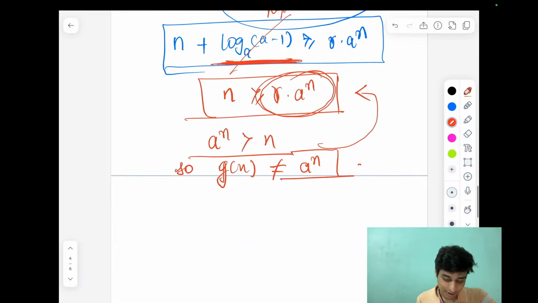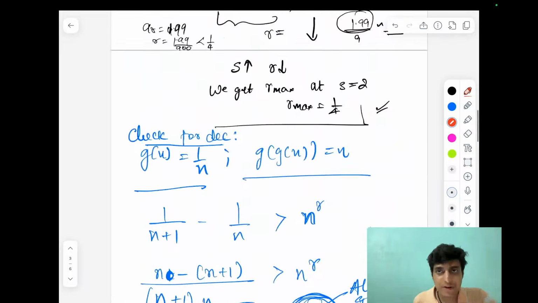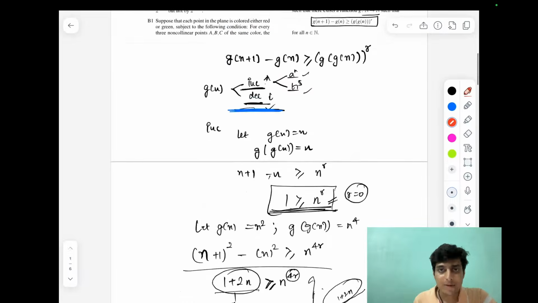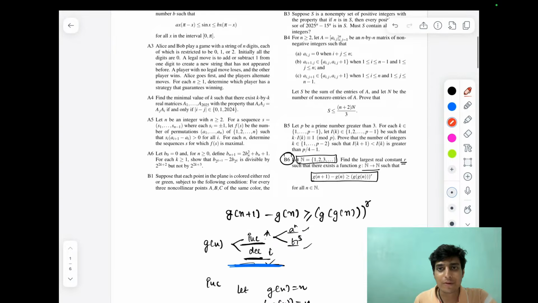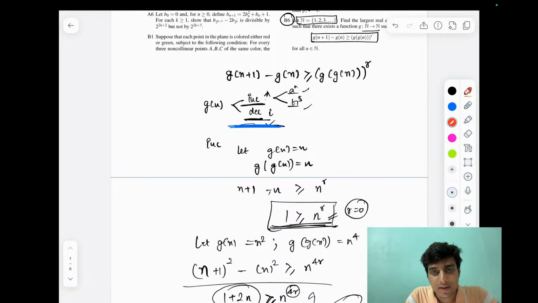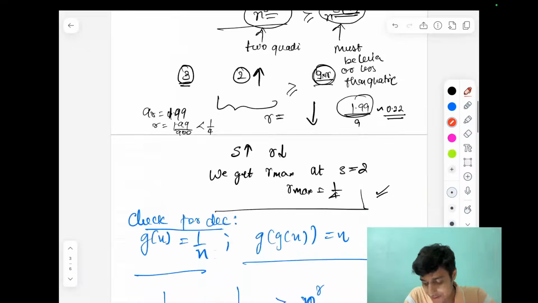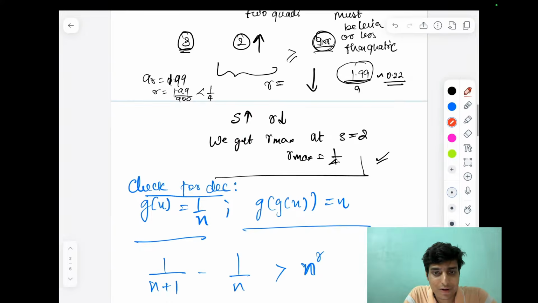So we get r max to be equal to 1 by 4. That's it, guys. We have solved problem B6 of the Putnam competition, and we have taken simply the condition that g of n can be either increasing or decreasing. We have n to the power s and a to the power n because these two kinds of increasing function could be there, and we have to check also for decreasing. Firstly, we checked for n to the power s, and we concluded that our max is at most 1 by 4, it cannot be more than that.